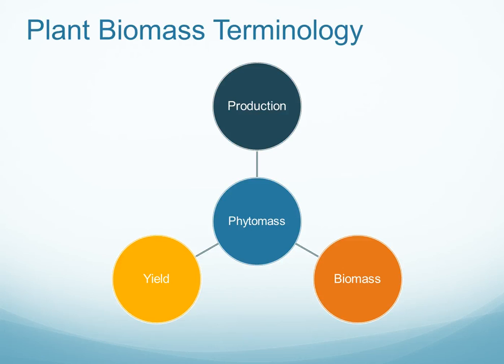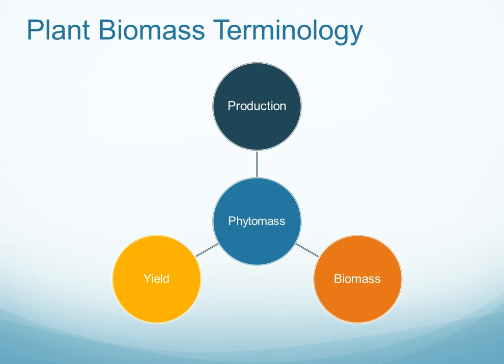Now, there are a number of different terms that are used when we discuss biomass, and these are just a few. We'll look at some more in turn. Phytomass is a term that's used specifically to describe the amount of plant material in an area, and it includes both above and below ground biomass, as well as attached dead material.